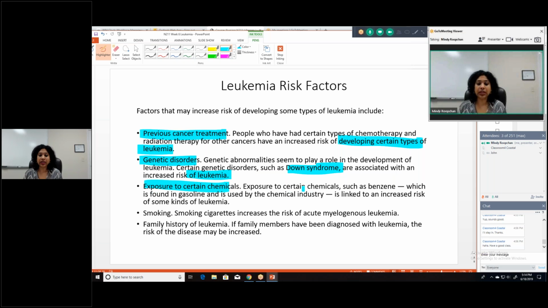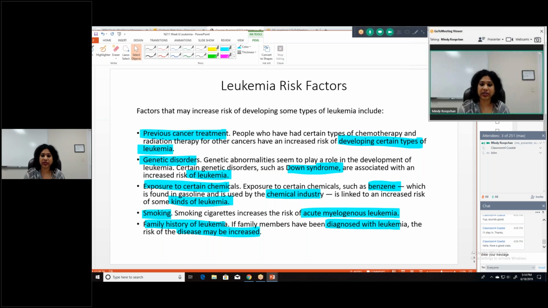Exposure to chemicals, so some chemicals, benzene, which is found in gasoline, in the chemical industry, is linked to some types of leukemia. Smoking causes everything. So smoking cigarettes increases the risk of AML. And then a family history, of course, your genetics plays a big part in everything. So if family members have been diagnosed with leukemia, then the risk for that is going to be increased. So having an idea about the risk factors is important.